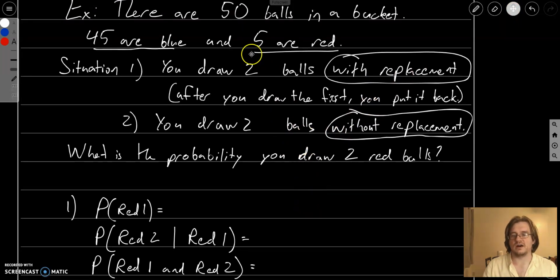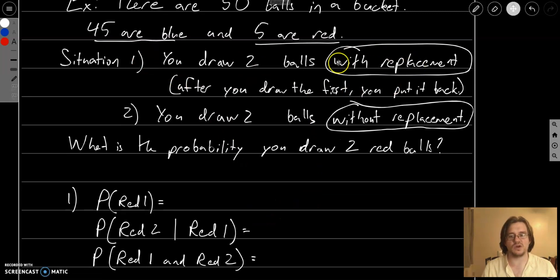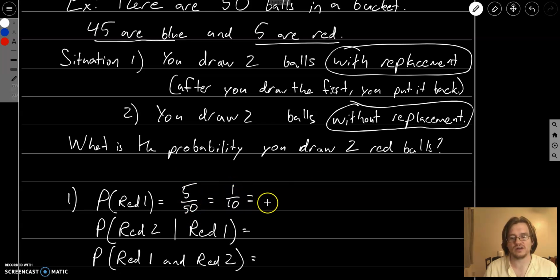So first of all, let's look at situation 1 where we replace the ball that we drew out. What I've called these events are red 1 and red 2. Red 1 being we draw a red ball on the first go, and red 2 being we draw a red ball on the second one. So the probability of red 1 occurring, as in we draw a red ball on our first go, well, there's 5 red balls out of the 50 balls in the bucket, and each one is equally likely, so we can just divide. So 5 out of 50, that's the same thing as 1 out of 10, or 0.1.